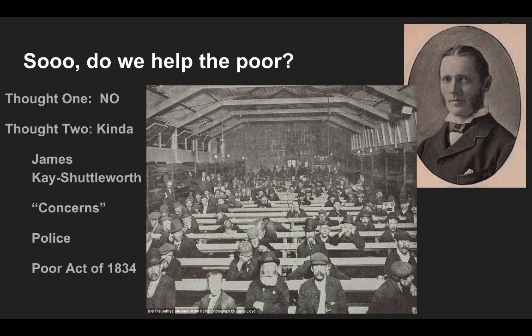Basically, the poor were looked at as a bunch of criminals, and I have their concerns in quotes. There was a guy by the name of James K. Shuttleworth, and he was a politician. He was involved in a variety of different things, and he said of the poor that they were volcanic elements by whose explosive violence the structure of society may be destroyed.